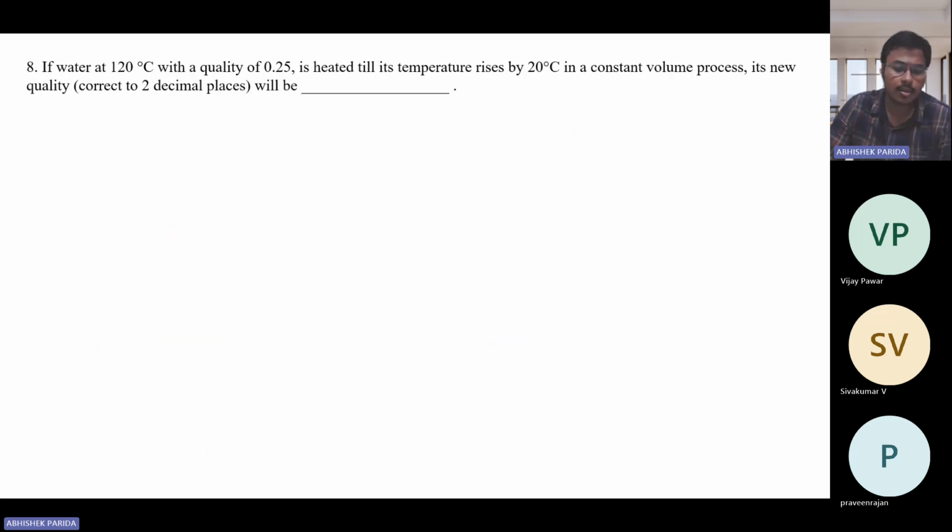To the next question, did we skip here? Water at 120 degrees Celsius with quality of 0.25 is heated till its temperature rises by 20 degrees Celsius in a constant volume process. Its new quality will be. This is a good question. Test both your fundamental and also concept. So try to answer this question. Solve the question and then tell the approach.